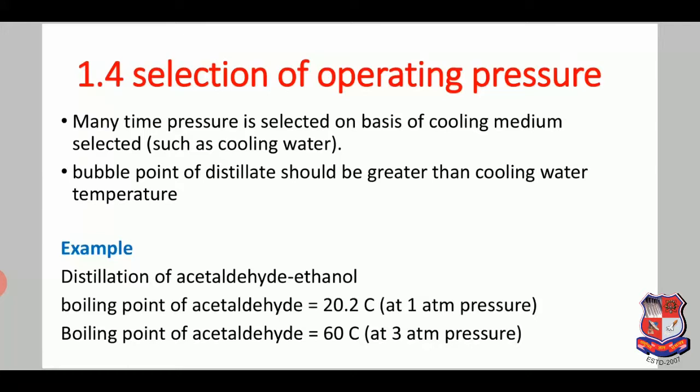So what option do we have available? The only option available is to increase the pressure. So we will increase the operating pressure to 3 atmospheres. So now the boiling point of the acetaldehyde will change to 60 degrees Celsius. Now again consider this case. Our water is available at 35 degrees Celsius and now this acetaldehyde is available at 60 degrees Celsius. So now it is possible to condense that acetaldehyde vapor. I hope you are getting my point.